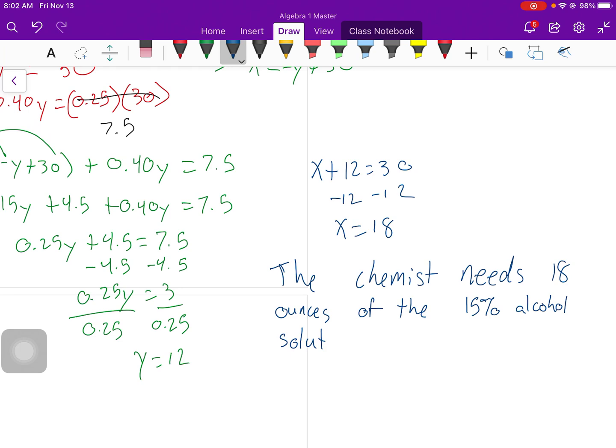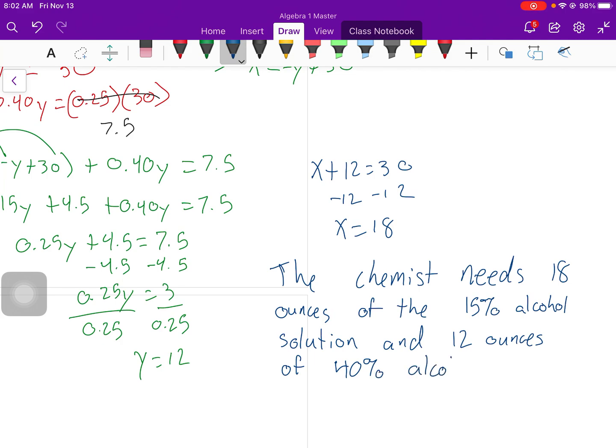If you notice, I took a pause there. All I was doing was looking back. I have notes off to the side here. I was looking back at what I labeled my variable as. So I wanted to make sure I had the correct label. So X was the number of ounces of 15% alcohol solution. And then I'm going to need 12 ounces of the 40% alcohol solution.